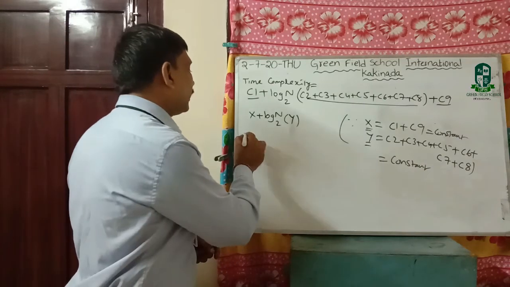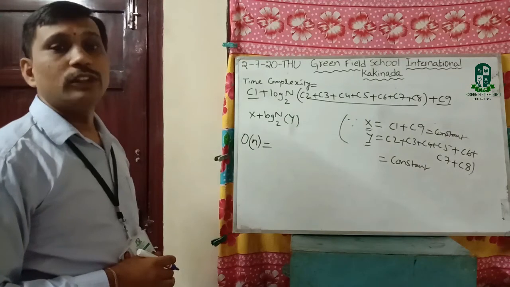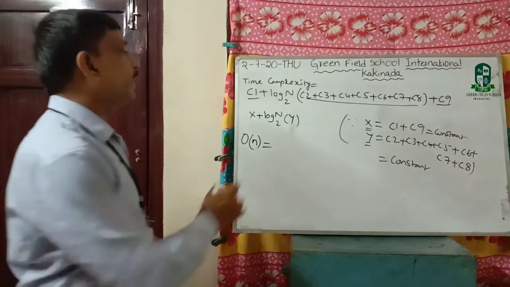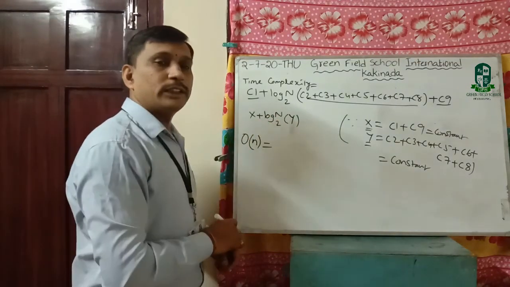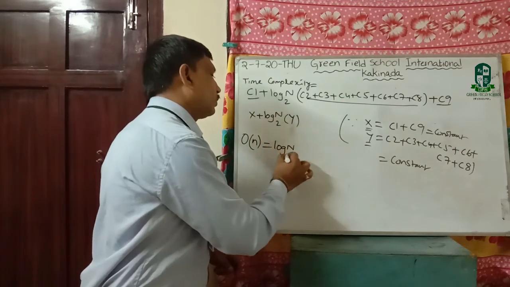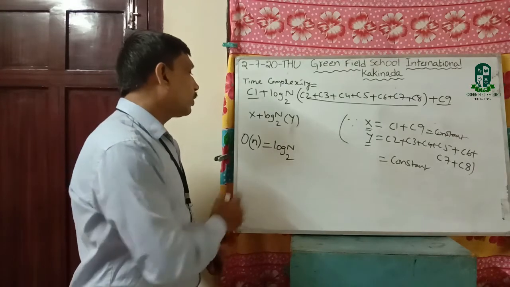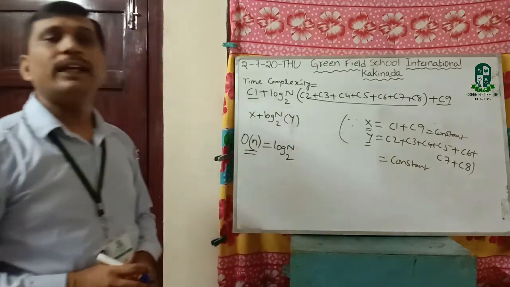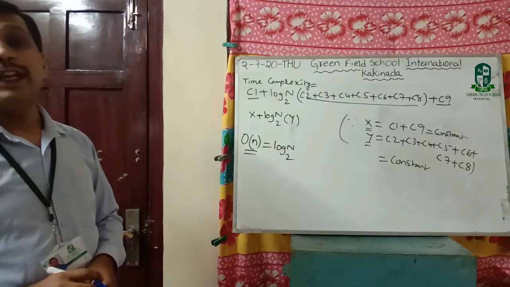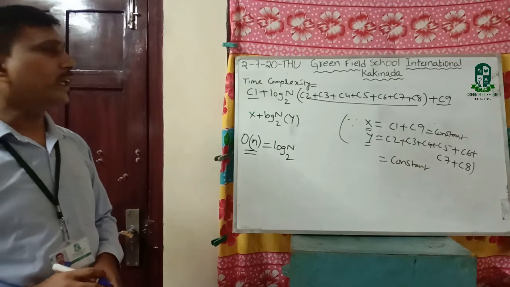In the end we consider the dominant term. The dominant term involves n, so where does n appear in this expression? Here, so it is log n to the base 2. So the order of n for the binary search algorithm is log n to the base 2.